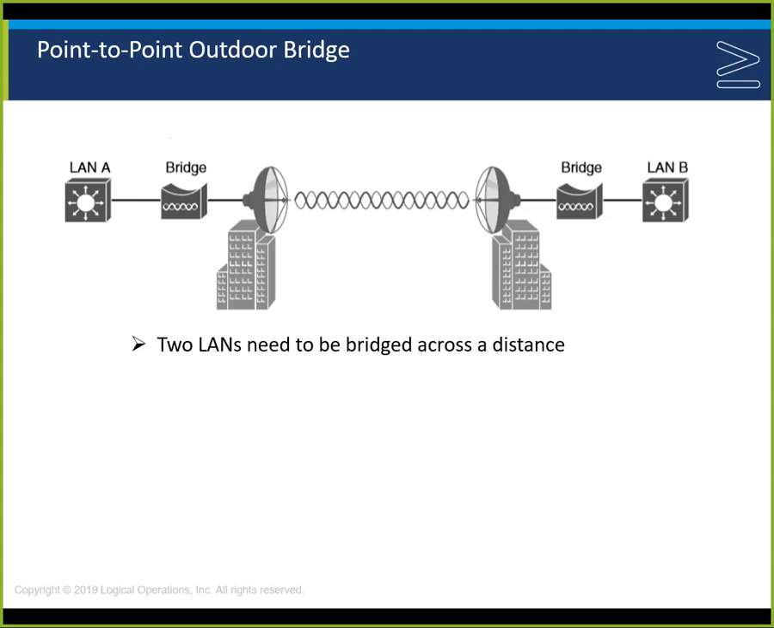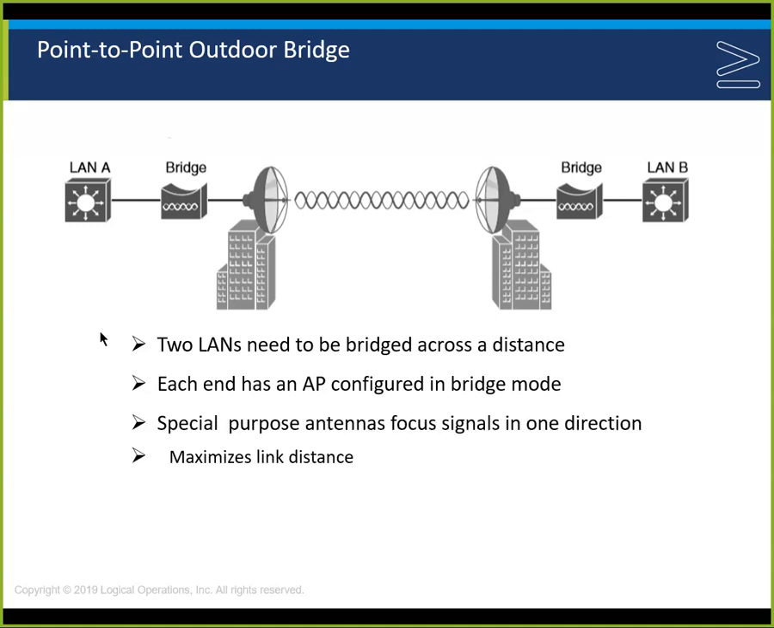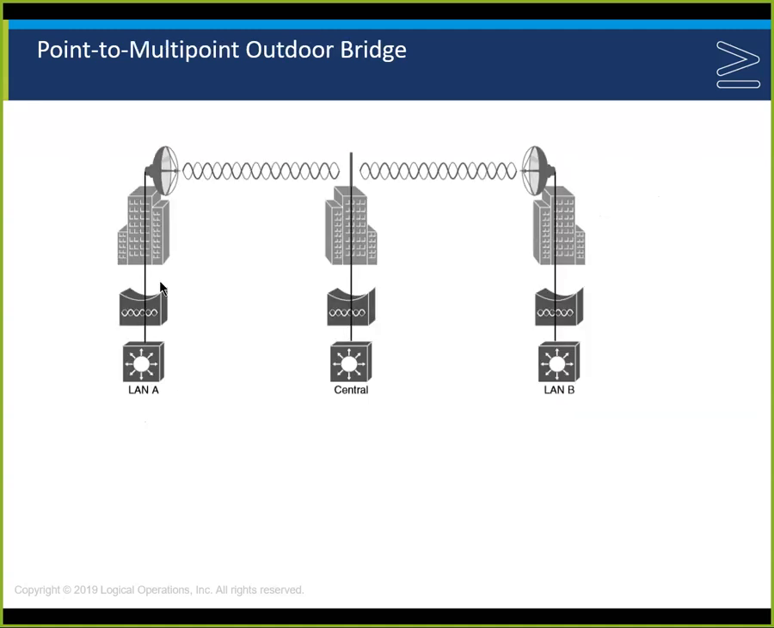Two local area networks need to be bridged across a distance. Here is the point-to-point outdoor bridge, and each end has an access point configured in bridge mode. When we do these things, special purpose antennas focus the signals and maximize the link. We may have something in the middle of the point-to-multipoint outdoor bridge, a central site.